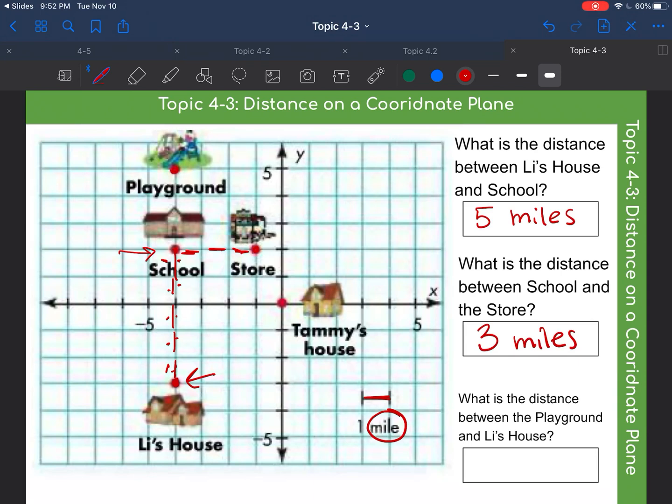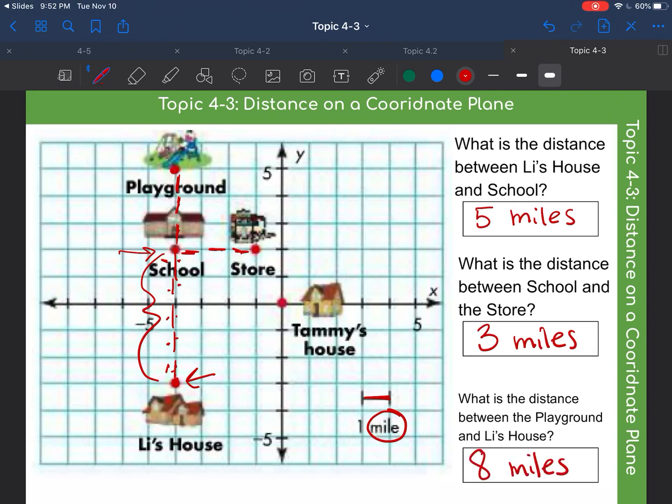And then lastly, it says, what is the distance between the playground right here and Lee's house? Okay. Well, we can kind of use our prior knowledge. We know that Lee's house between the schools is 5 miles, and we can continue 6, 7, 8 to the playground. So it would be 8 miles in total.